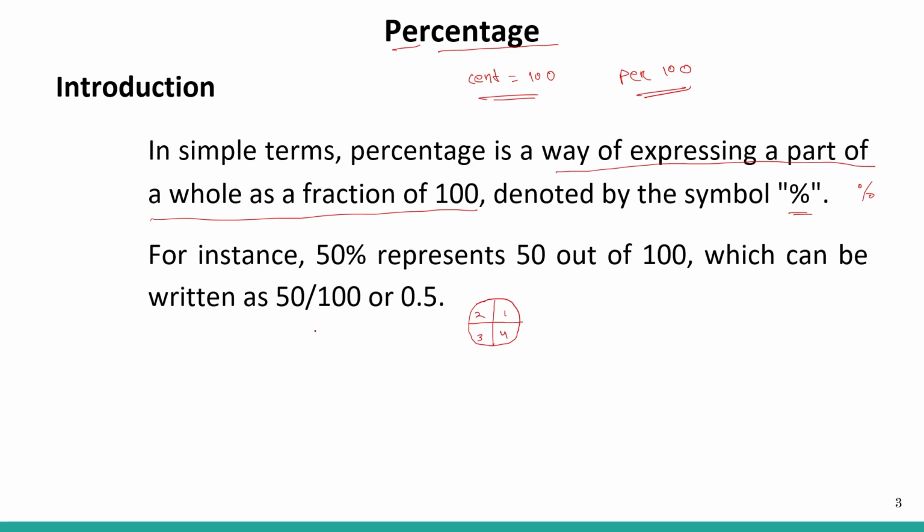And your friend has also another pizza. So let's see the second pizza, and it is divided into 3 slices, 1, 2, and 3. So you have the first pizza, and you have this second pizza. The first pizza is divided into 4 slices and the second pizza is divided into 3 slices.